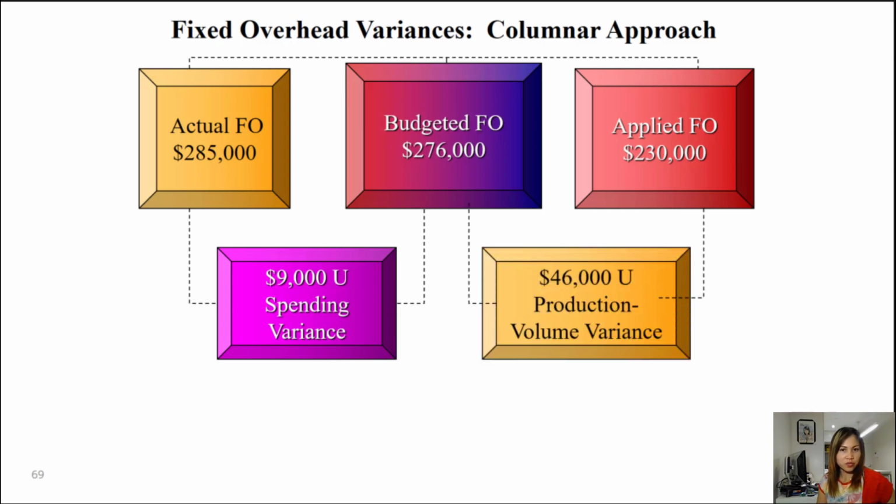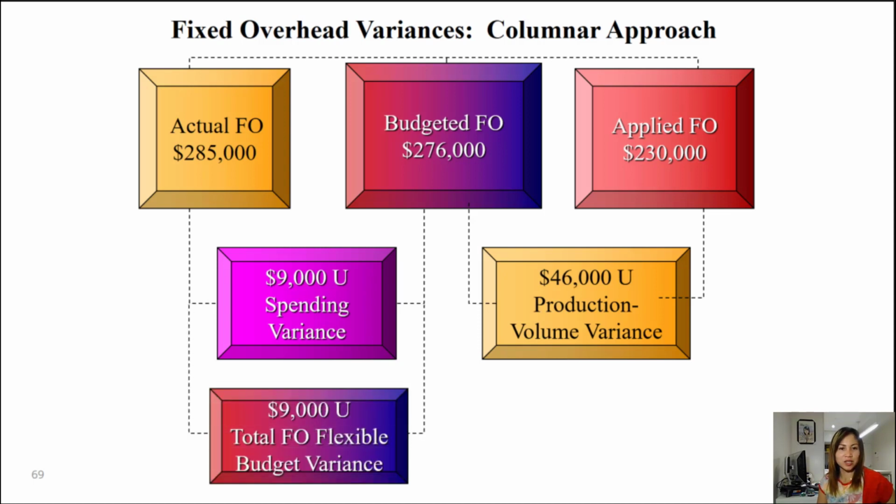What about production volume variance? The production volume variance will be unfavorable because the fixed overhead cost that you applied to product is less than what you budgeted. So there was unused capacity there. The total fixed overhead flexible budget variance is only equal to the spending variance. Remember, this is not the sum of spending plus production volume variance. Budget variance will be equal to the spending variance for fixed overhead costs.